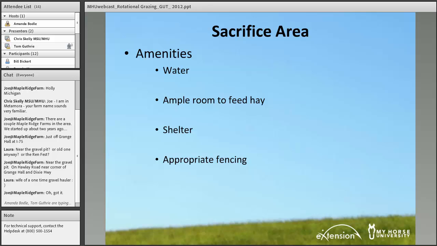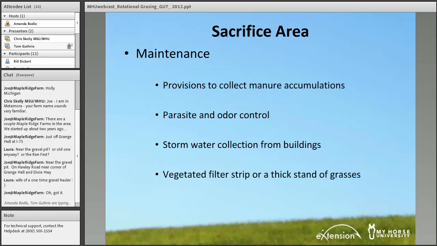Amenities. We need to have those amenities such as water, ample room to feed hay, shelter, and in addition to that, the appropriate fencing to keep those animals contained in that area when they're designated to be there. In addition to that, maintenance. Provisions should be made to collect manure accumulations and runoff from that manure. Removing manure on a regular basis will aid with parasite and potentially odor control.